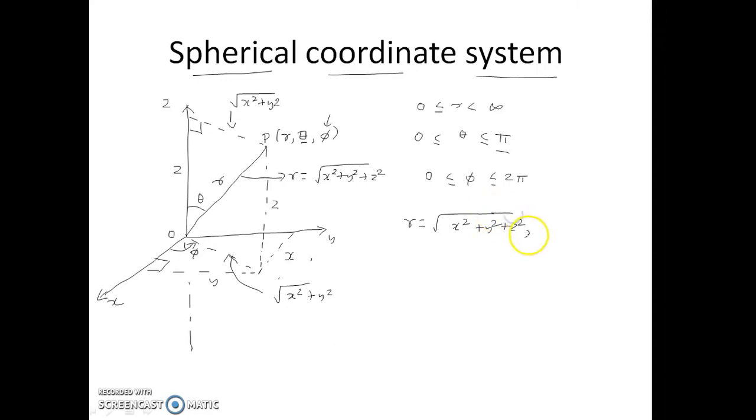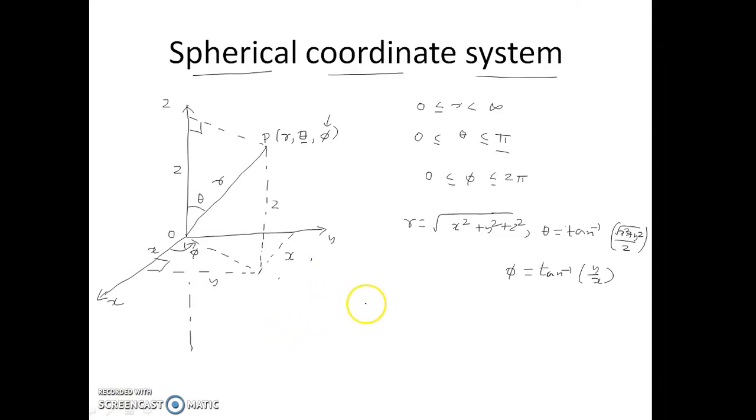And theta, you can see that this theta here is given by tan inverse of square root of x square plus y square divided by z. And phi is given by tan inverse of y by x, because this is y, this is x.